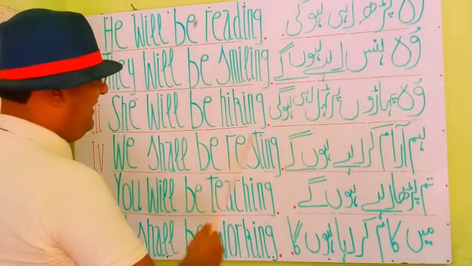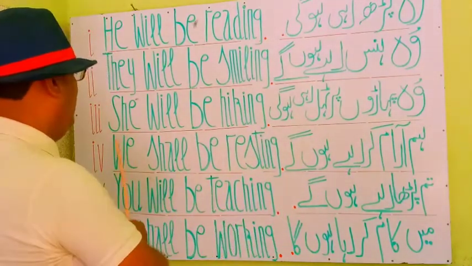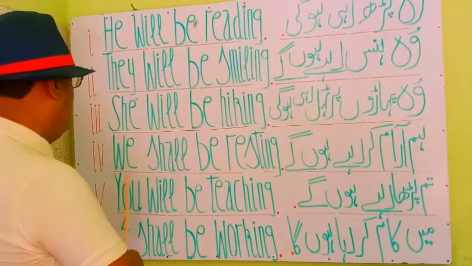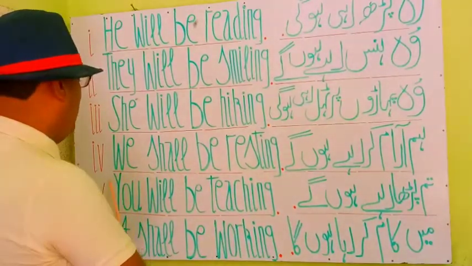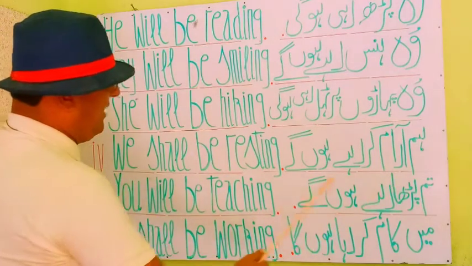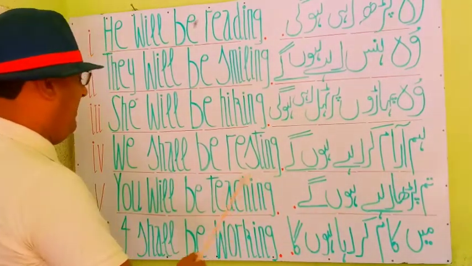She will be hiking. वो पहाड़ पर टहल रही होगी. And next is we shall be resting. हम आराम कर रहे होंगे. We shall be resting. हम आराम कर रहे होंगे.